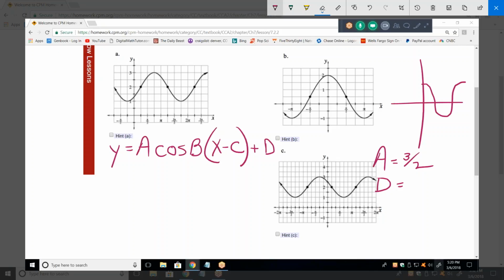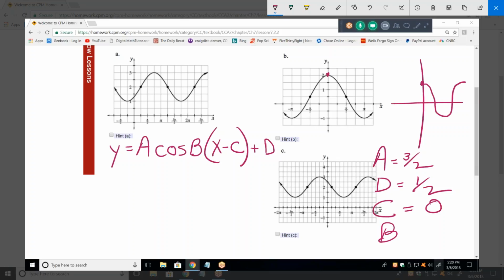So A is 3/2. Now tell me what D is. D is where you add the max to the min and divide by 2. So it'd be 2 plus negative 1, which would be 1/2. Correct? So that's D. Now, C is the toughest one to get. Excuse me, B, rather. We already figured out that C was 0. In other words, there's no horizontal shift here. This point right here corresponds with this point right here, so I can say C is 0.